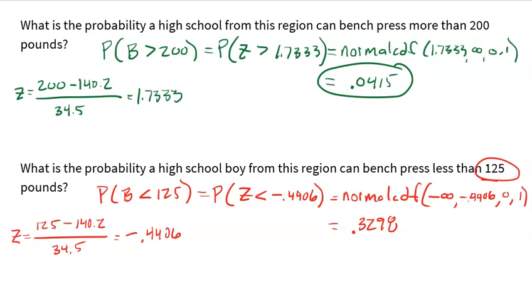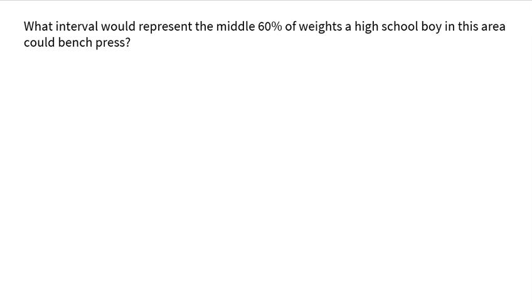Look at the probability. All right, what interval would represent the middle 60% of weights a high school boy in this area could bench press? Okay, let's remember how to do this again. All right, couple steps here. First off, I'm looking for the middle 60%. So I like to draw a picture. Doesn't take a whole lot here to draw a picture. I'm looking for the middle 60%, which means that there's an outside 40%, but that outside 40% gets split up 20% and 20%.